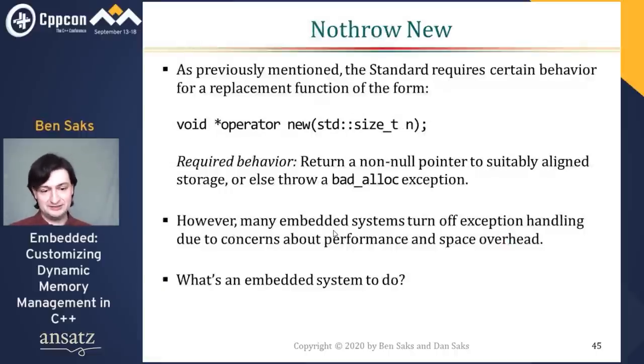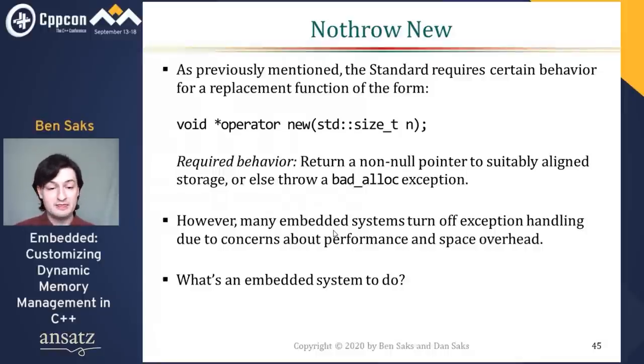So now to go back to that earlier problem that I mentioned where we don't want to throw a bad alloc exception on an embedded system generally. We want to fail in some other way because exception handling often raises significant performance concerns on embedded systems.